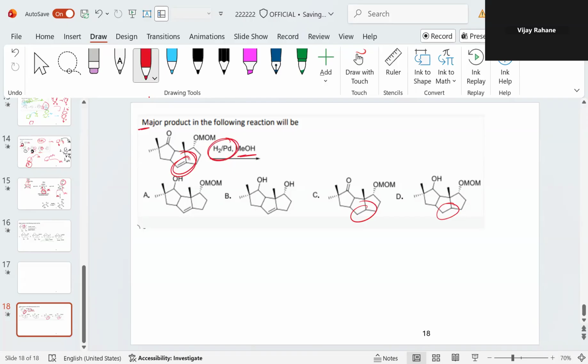This H2, Pd/C doesn't show any reaction towards the ketone, so the ketone should be retained. Also no reaction towards this MOM protection. So this is the product we have here, option C. I don't know if any stereochemistry is involved in this one. This is just a simple reduction reaction. The reason the others are not correct is that they have also reduced the ketone with this H2, Pd/C.